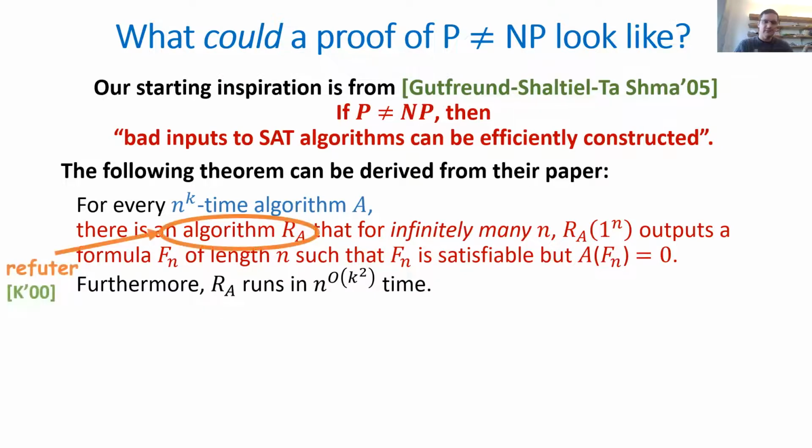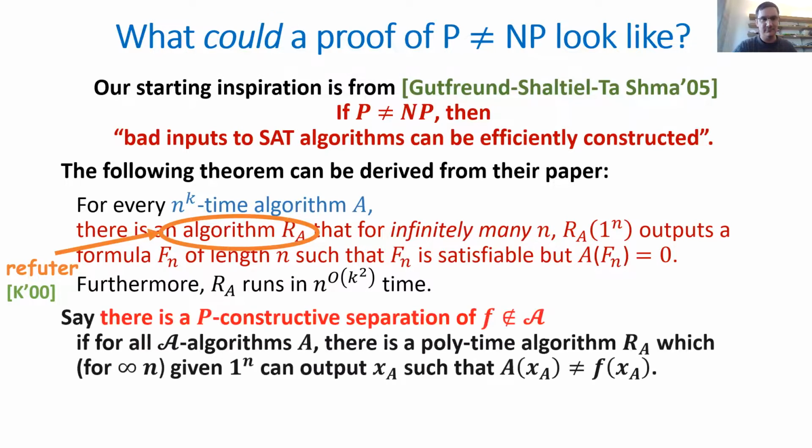So this algorithm R sub A is a refuter in the terminology of Kabanets, who studied derandomization with respect to polynomial time refuters in various contexts. So we're saying that if SAT is not in P, then for every polynomial time algorithm, there's another polynomial time algorithm which can refute it, which given the string of n 1s can just print counterexamples for that algorithm. All right, so let's generalize this.